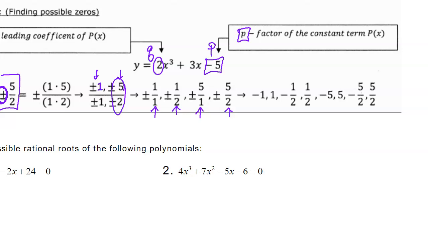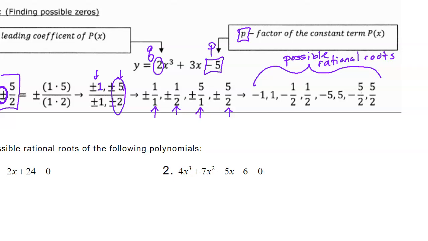So these are all of your possible rational roots. There won't ever be a rational root of your polynomial that is not in this list.